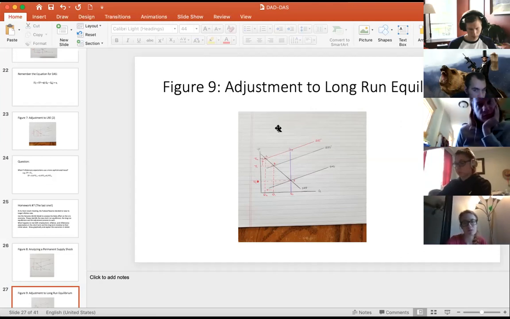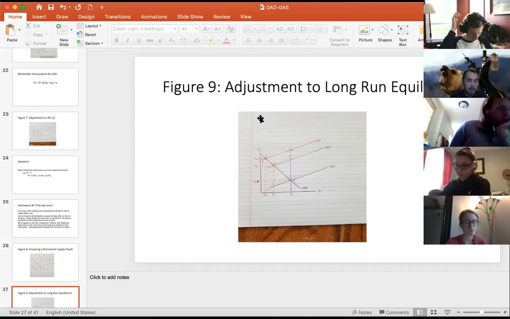Okay. Does anyone want to hazard an answer? There are two good answers here. Swing that DAD curve to the right. Okay. Before I address that one, notice that that would require something exogenous to occur, right?